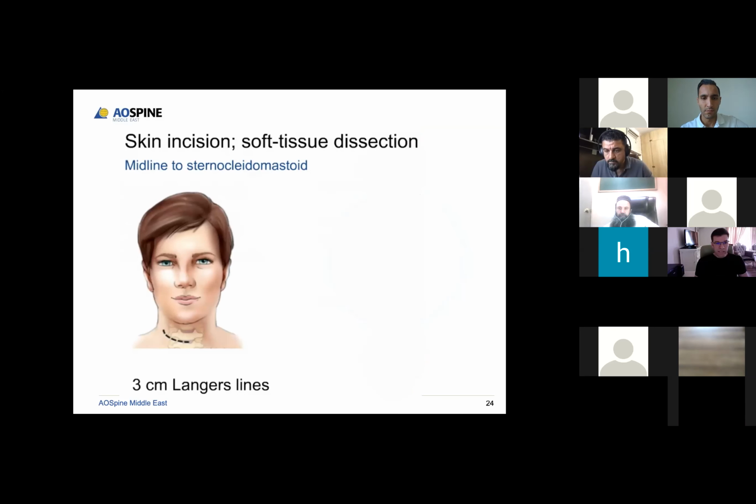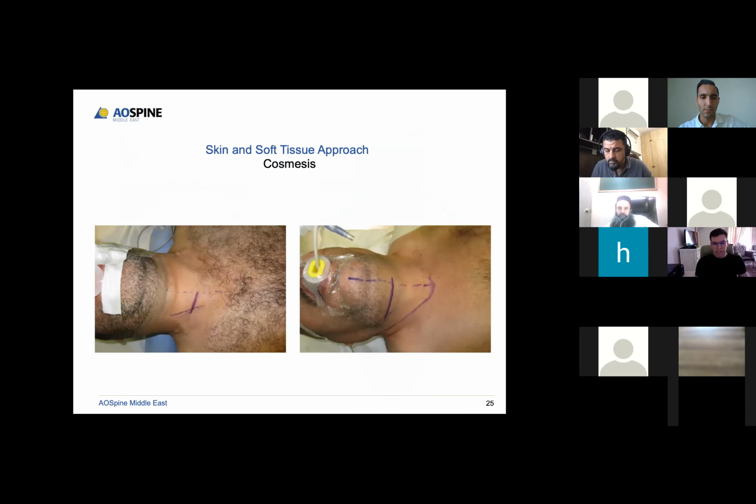Let us go with the skin incisions. Usually I prefer to use the midline transverse incision, 3 centimeters along Langer's line, because it carries a good cosmetic effect and appearance. And I usually can access 2 levels with this approach. I have seen many surgeons who can access 3 or more levels with this approach, but personally, when I have 3 or more levels, I shift my approach to a more vertical or oblique approach.